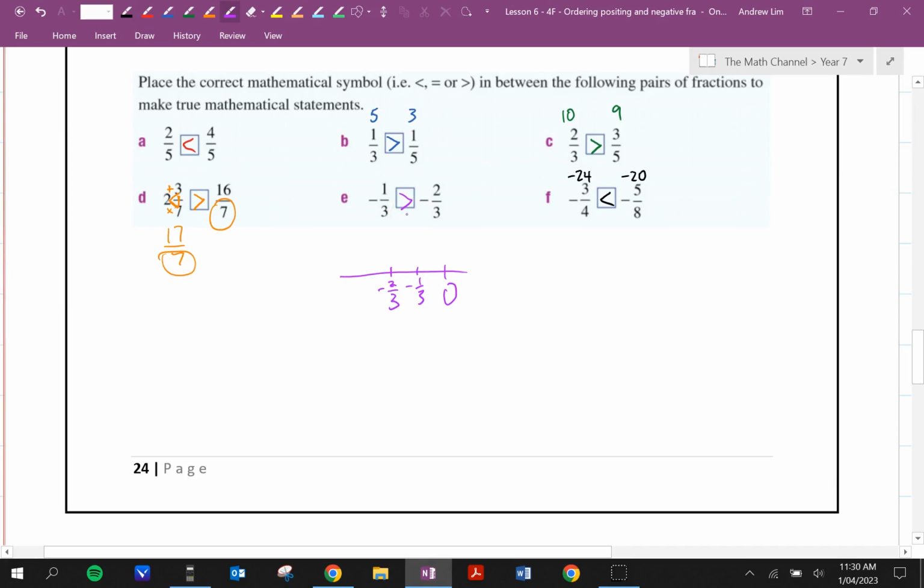Question F, I cross multiplied. Minus 3 times 8 is minus 24. 4 times minus 5 is minus 20. Well, negative 24 is less than negative 20 because it lies to the left. So we point at the negative 24. And that's it.